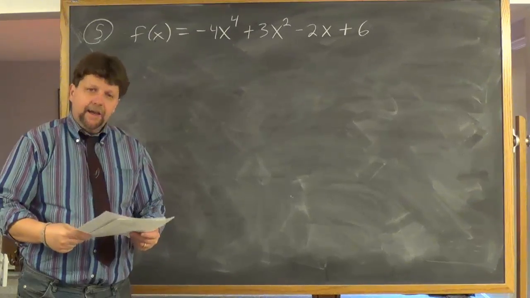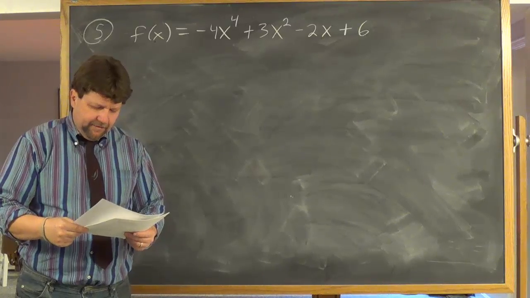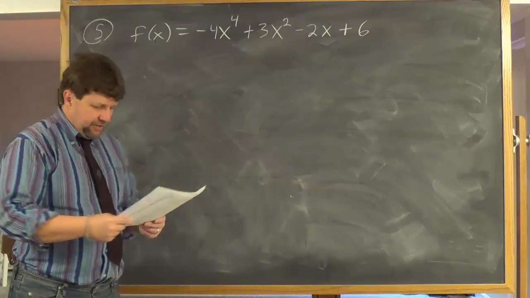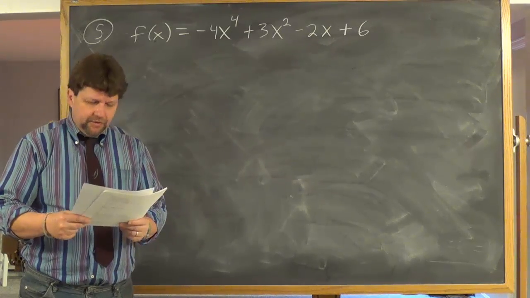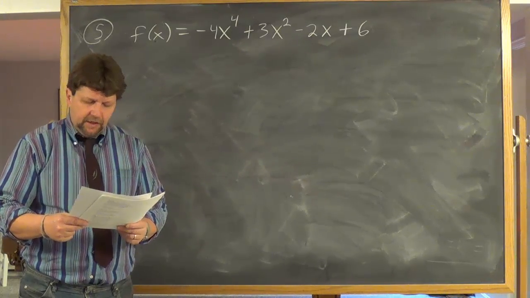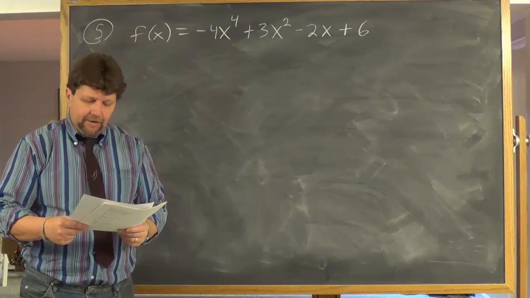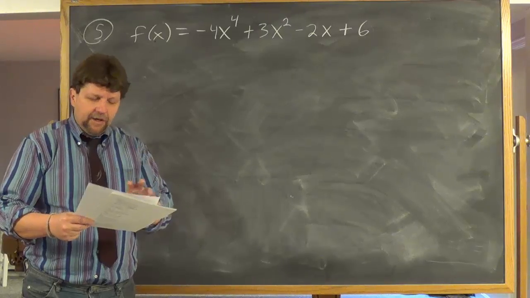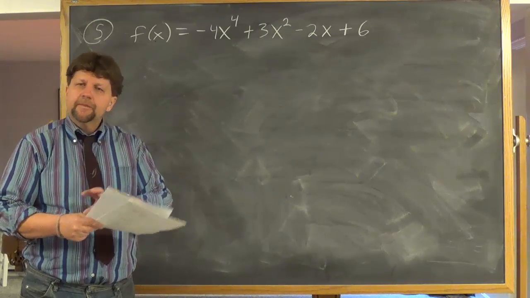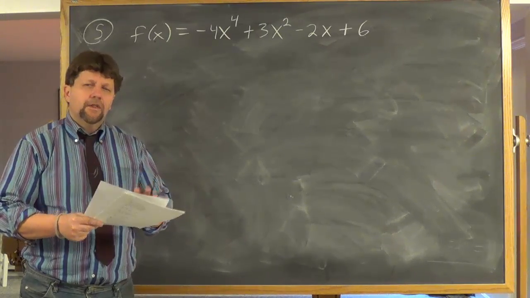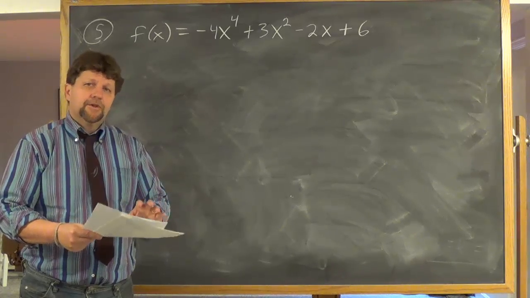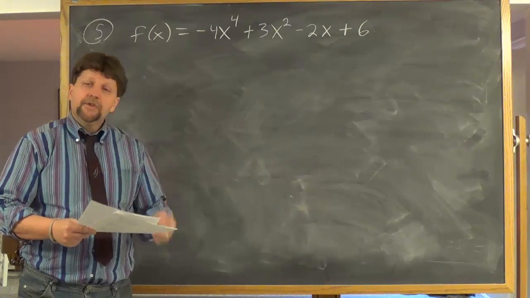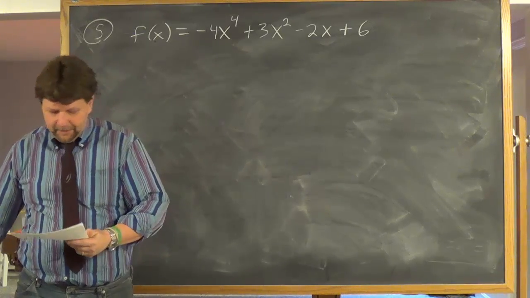All right, hey, thought we'd take a look at number 5. I gave you this function, and I asked you to use the rational zeros theorem to list all of the possible rational zeros of this polynomial function. And I have written, do not find the zeros. I'm just asking you to list all the possible rational numbers that could be zeros of this function. That's using the rational zeros theorem.